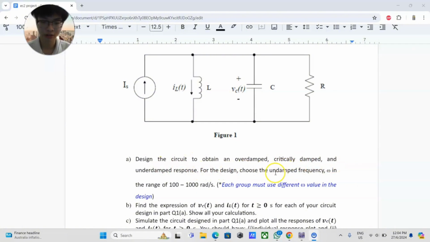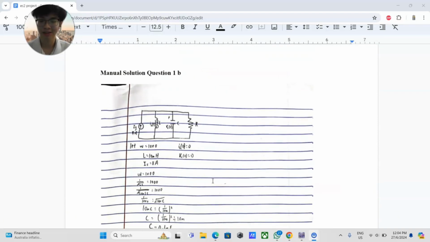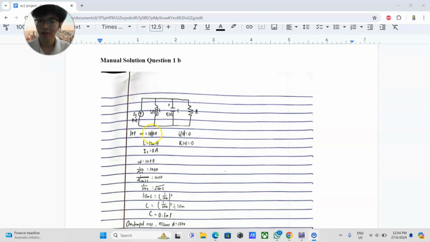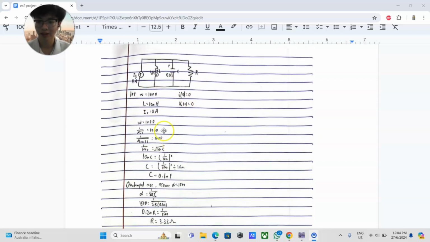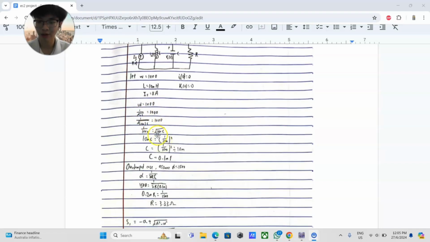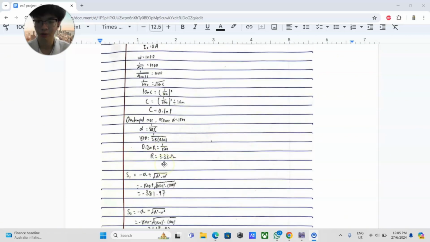For the design, we need to choose an undamped frequency W in the range of 100 to 1000 rad per second. Here, I set W as 1000, L as 10 mH, IS as 8 amperes, and IL0 and VC0 as 0. I apply the formula W equals 1 over square root of LC equals 1000, and from here I can find C. After the calculation, C is 0.1 mF.